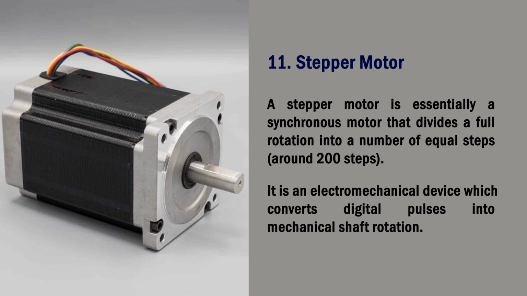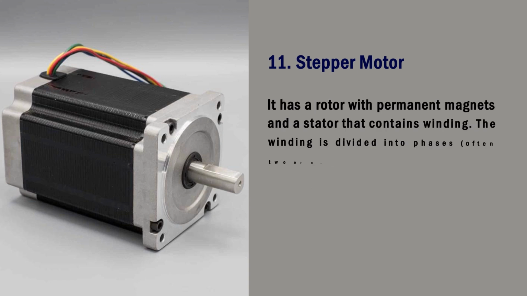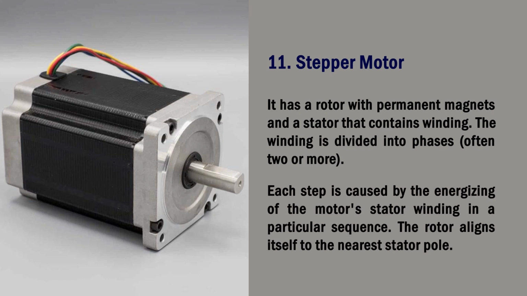That is, it is an electromechanical device which converts digital pulses into mechanical shaft rotation. It has a rotor with permanent magnets and a stator that contains winding. The winding is divided into phases, often two or more. Each step in a stepper motor is caused by the energizing of the motor's stator winding in a particular sequence. The rotor aligns itself to the nearest stator pole.